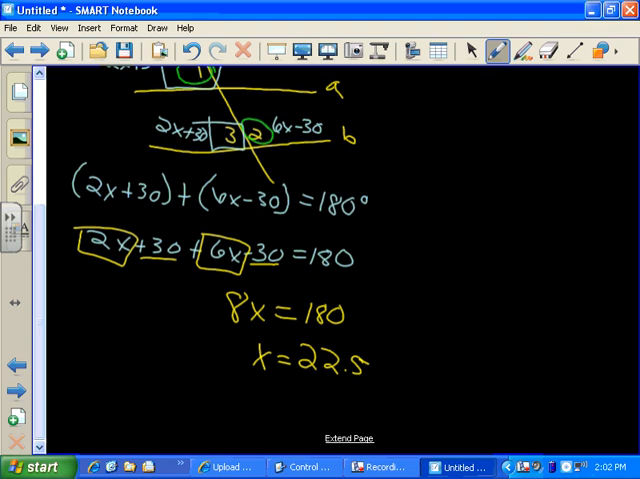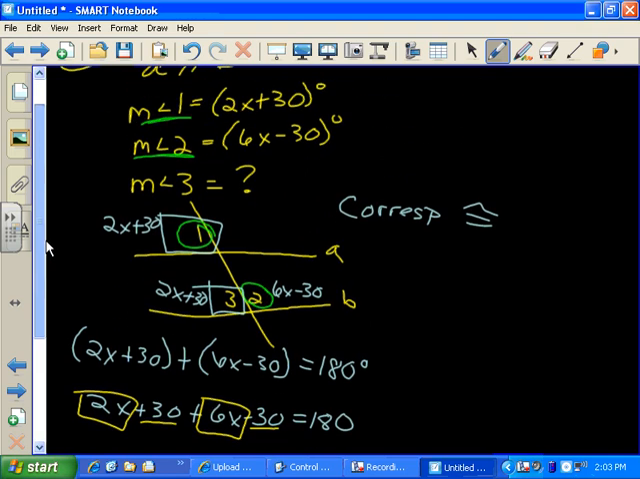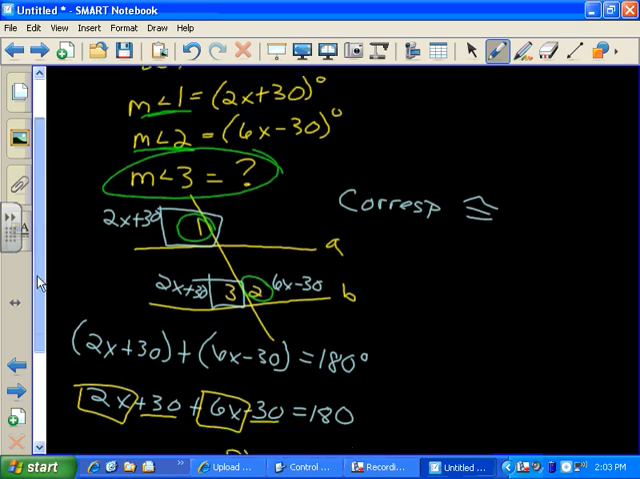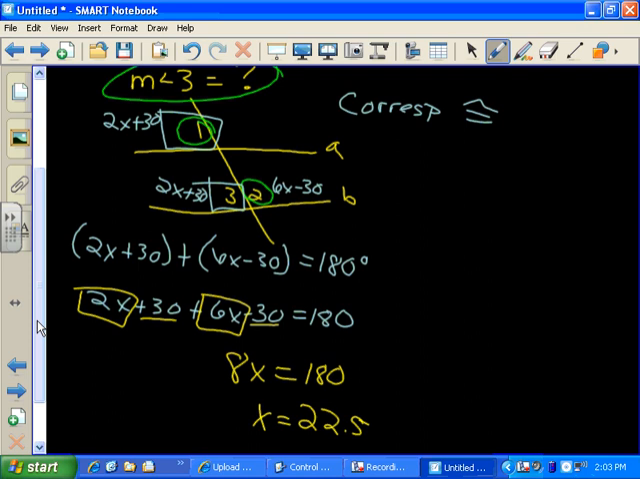It really is. Question though is, did this problem ask for a measure of x? Did it ask how big x is? So if I go back to the beginning, I look, oh no, they wanted to know what is angle 3. So I go to my picture, since luckily I drew all over my picture, I know angle 3 is 2x plus 30. So the measure of angle 3 is 2x plus 30.